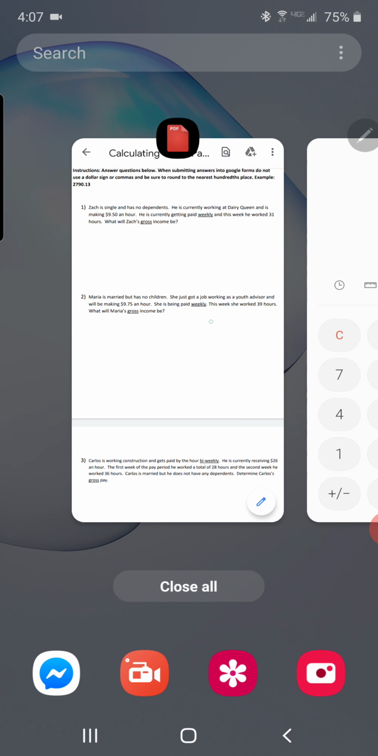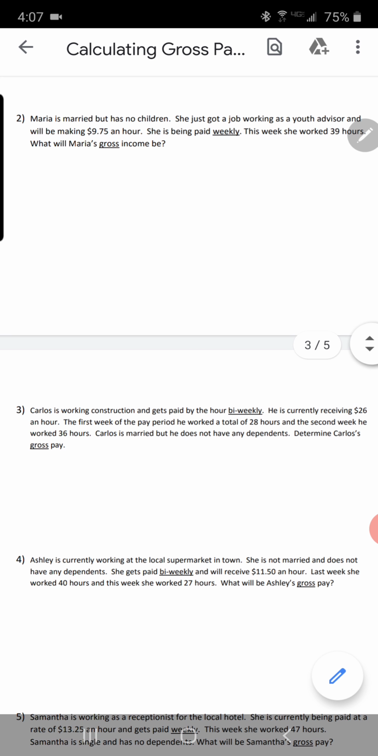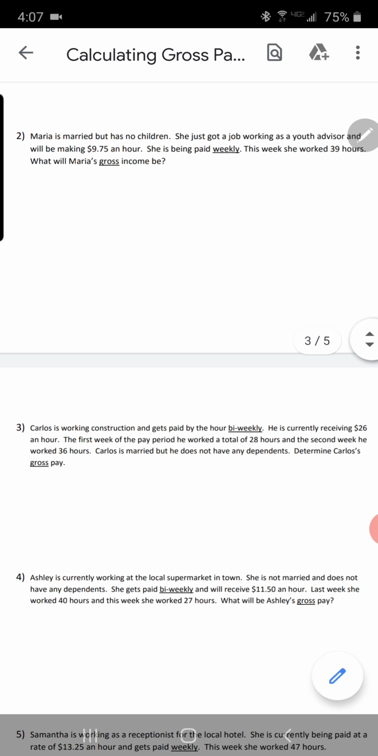Some of these are a little more complicated than the last, but the weekly ones are pretty easy. So Carlos is working construction and gets paid by the hour bi-weekly, so every two weeks. He is currently receiving $26 an hour. The first week of the pay period, he worked a total of 28 hours, and the second week, he worked 36 hours. Carlos is married, but he does not have any dependents.